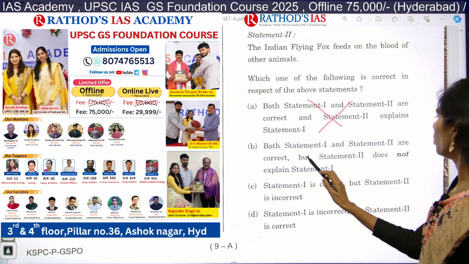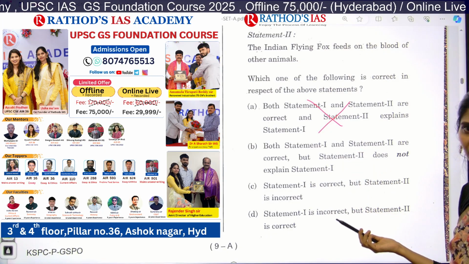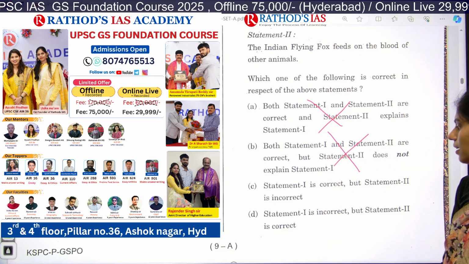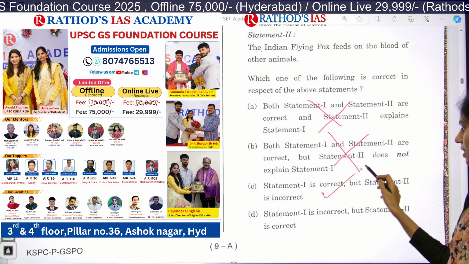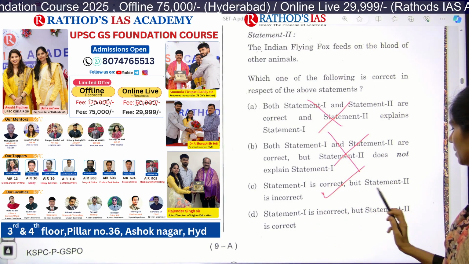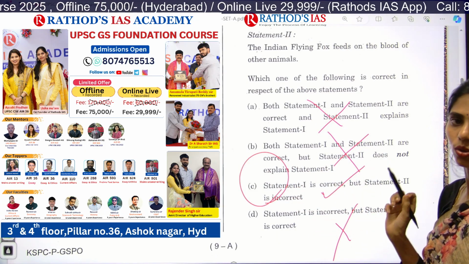The second one is both 1 and 2 are correct, but the second statement is incorrect, right? And statement 1 is correct, but statement 2 is incorrect. This is right. Statement 1 is incorrect, but statement 2 is incorrect. So the correct option is C for this question.